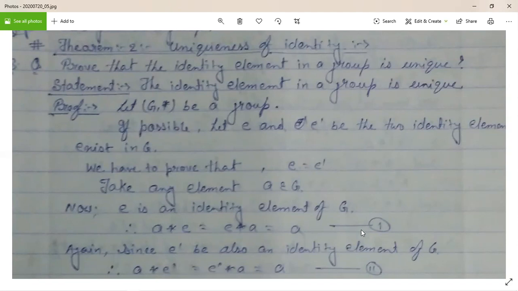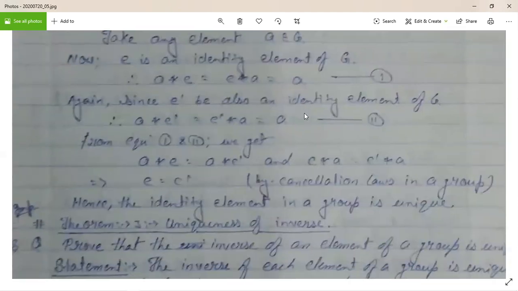Let the previous one be equation 1, and this one will become equation 2. Now, using equation 1 and 2, we got A star E equals A star E dash from the left side, and from the right side E star A equals E dash star A. Because A and A are equal, therefore these two are equal. From this, the left part gives A star E equals A star E dash.